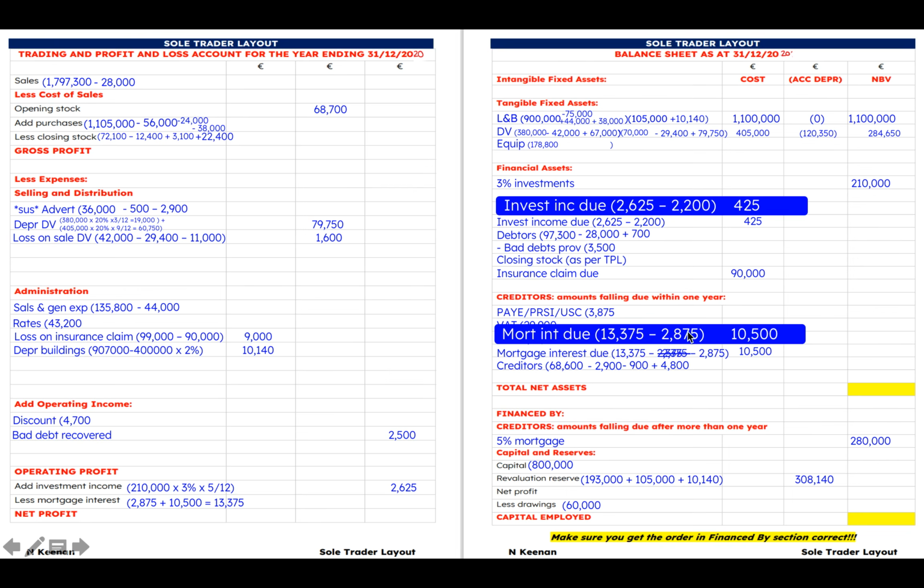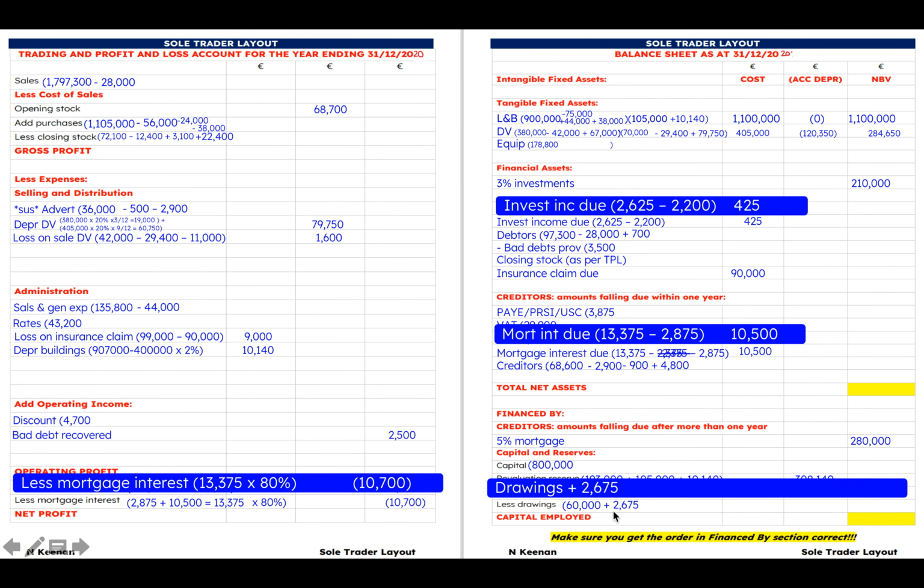Now, you're told that you're going to have to split the mortgage interest 13,375, 80% into the business and 20% into drawings. So that's quite easy there. 80 and then 20 in here. And 20% is 2625. So 20% of 13,375, 2625. So that's the first part.